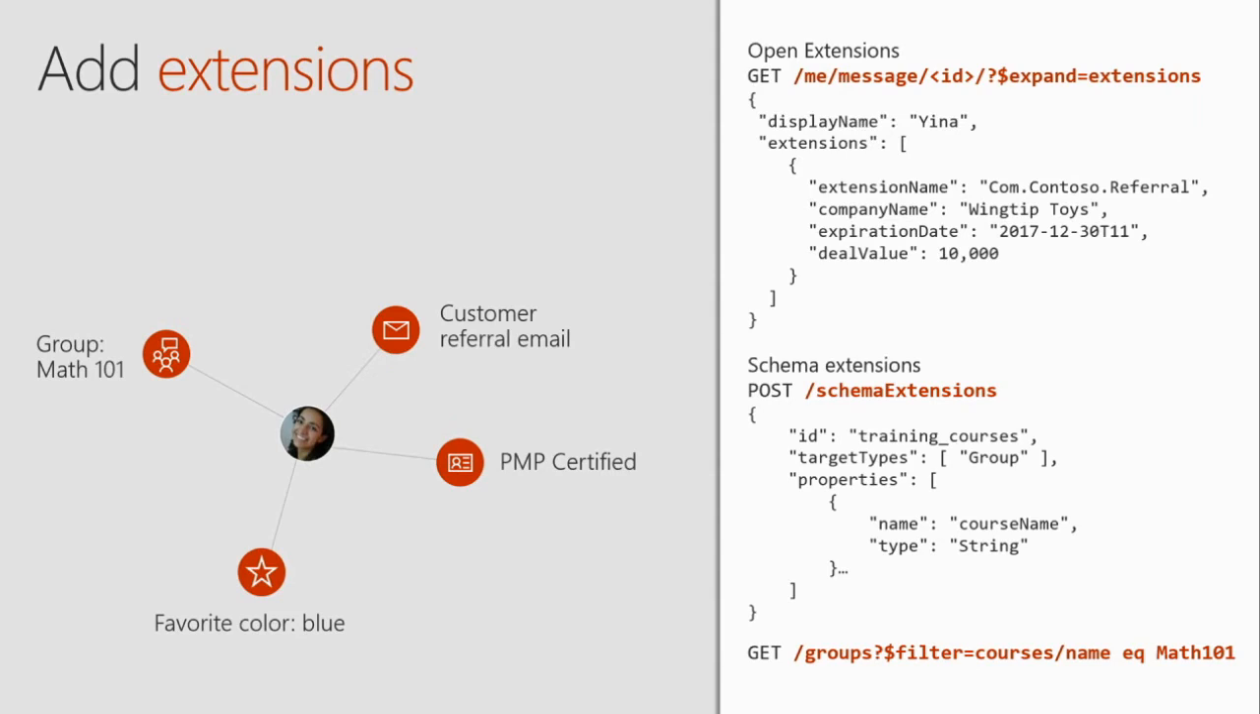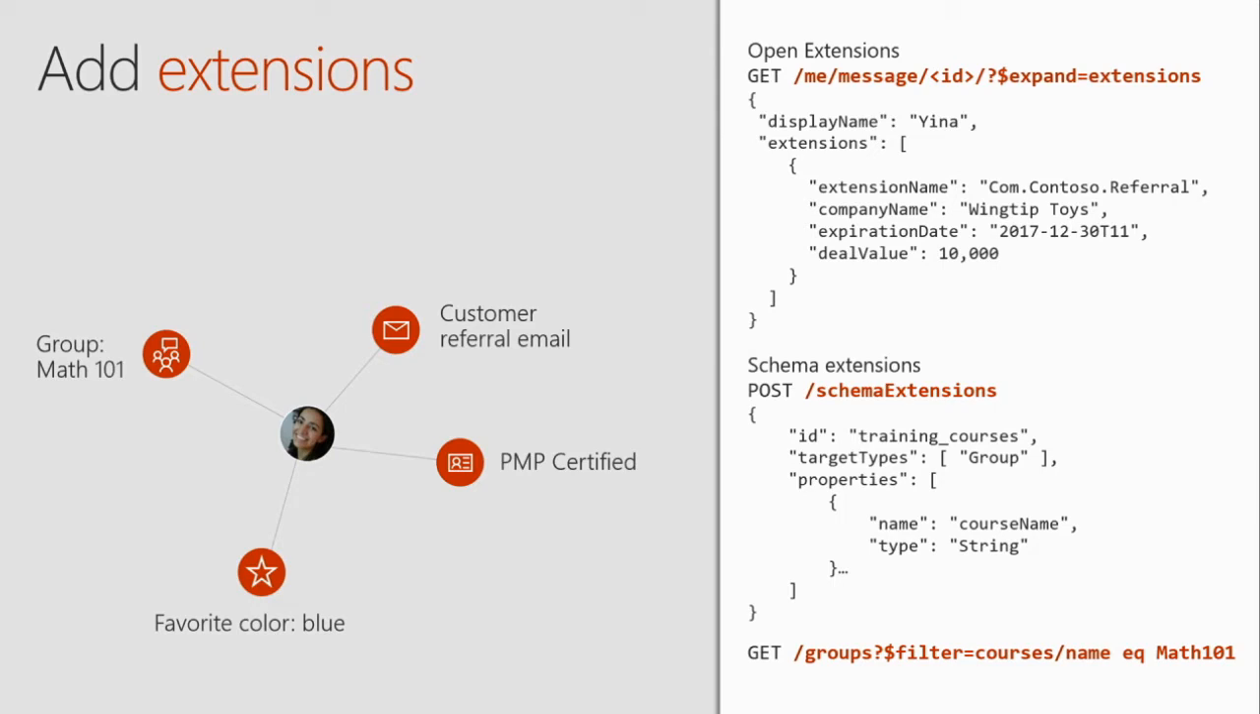The next one is extensions. So this is the opportunity for you to add your own data into the graph, extending our existing resources like users or groups, or messages, or calendar, or contacts, and adding that data into the graph. There are two ways to extend the graph. One is with open extensions, where you're adding key-value pair untyped data into a particular resource. So here it could be, favorite color is blue for a given user, a very simple thing that you don't need a schema for.